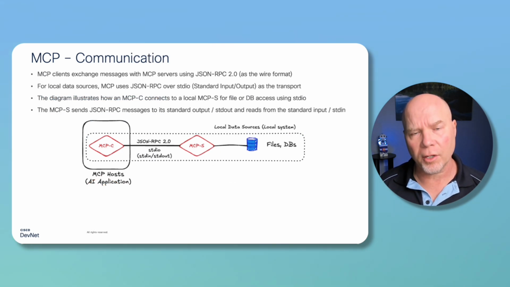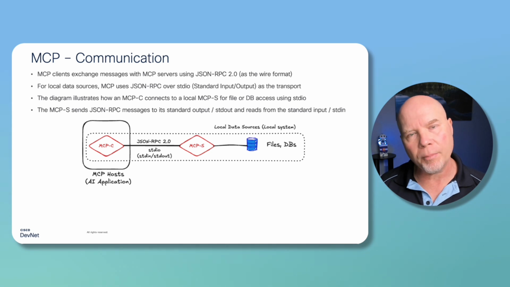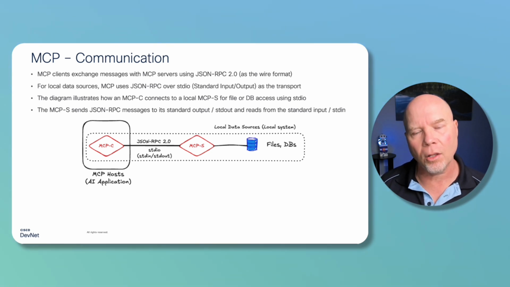Now, MCP architecturally, from a communication protocol standpoint, utilizes JSON-RPC 2.0 as its exchange format. And we'll see several examples coming up of what that looks like in the exchange. You also have two options for communicating between clients and servers.